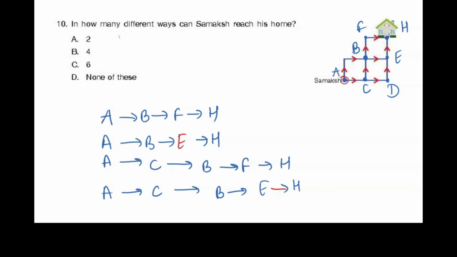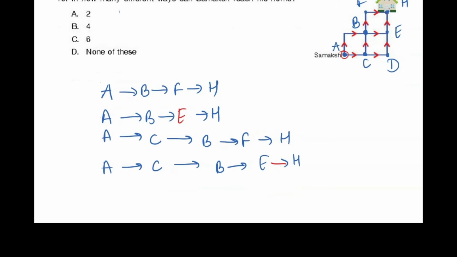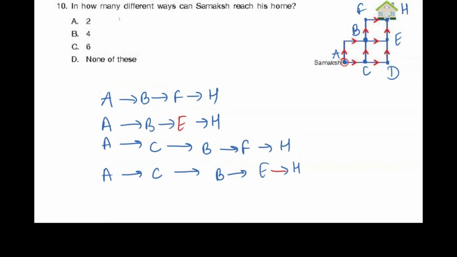Okay, now, next is A to C, C to D, D to E, E to H. That means we have 1, 2, 3, 4, 5. 5 ways. So none of the options is containing 5. So we will mark D as the correct option as we do not have 5 here. There are 5 ways reaching home for Samaksh. So this is the end of logical reasoning.